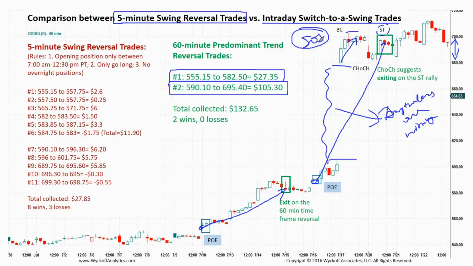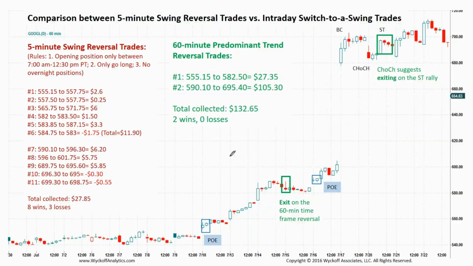A lot of velocity, a lot of momentum. How would that momentum be depicted? Either big spread bars or some gaps. So therefore, is this a profitable opportunity for me to make that switch from the intraday to the swing trades? Yes, it's definitely a very profitable idea. So 2 trades only, 2 wins, 0 losses, $132 collected. And here is the stats for all of the trades.